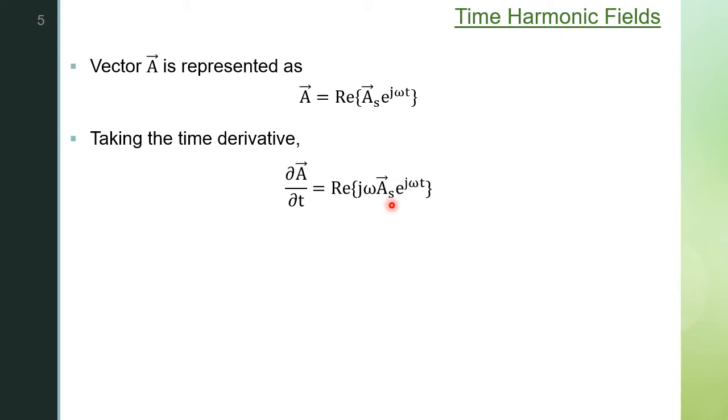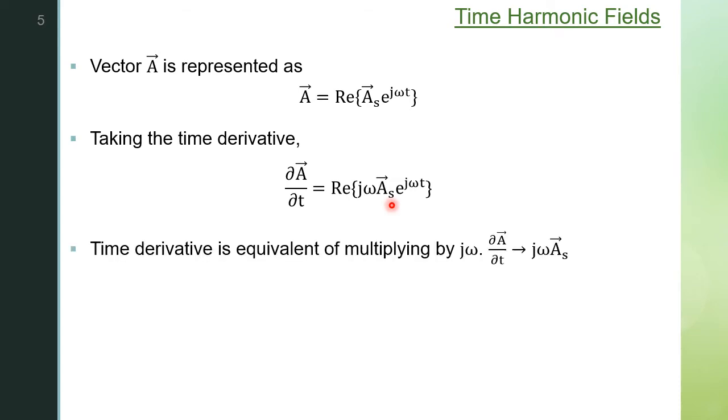Thus, you can tell that if you are taking the derivative with respect to time, it is equivalent to multiplying the phasor form by a factor of j omega. Similarly, when you take the time integral of vector A, it will be equivalent to dividing by j omega, because the integral of e raised to j omega t is e raised to j omega t by j omega. So when you take the integral, you are dividing by j omega, and when you take the derivative, you are multiplying by j omega.